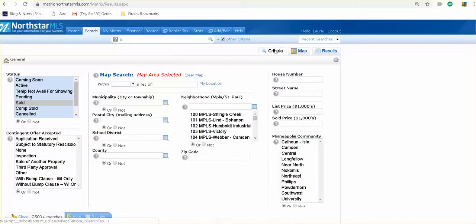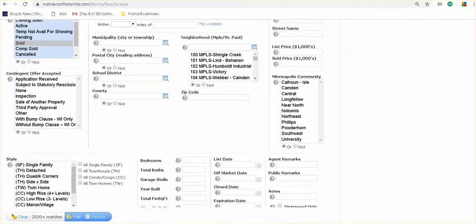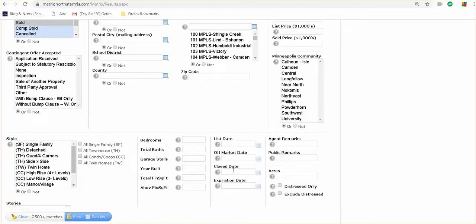I'm going to pop back into my criteria because obviously I've got 2,500 matches. That's not going to work. I'm going to now put in my close date. That's a big thing that I'm going to go with here. And I'm going to take this date on forward from 2018 with a plus sign and take all solds of 191 to compare it to.